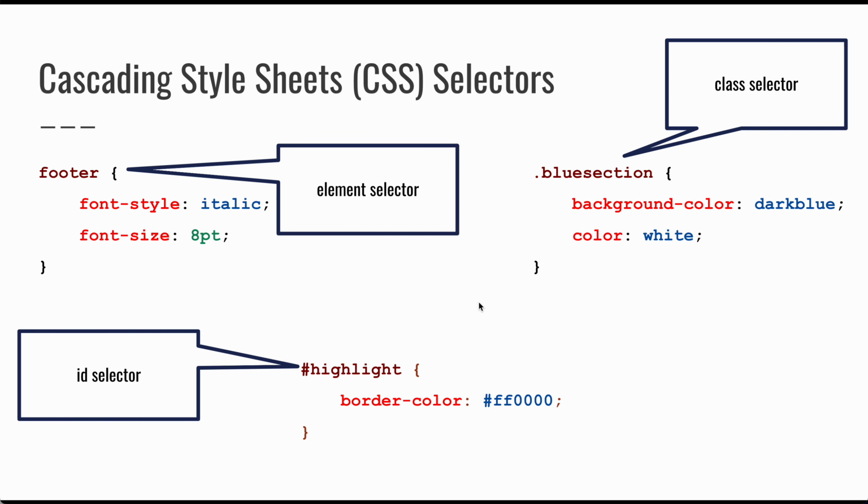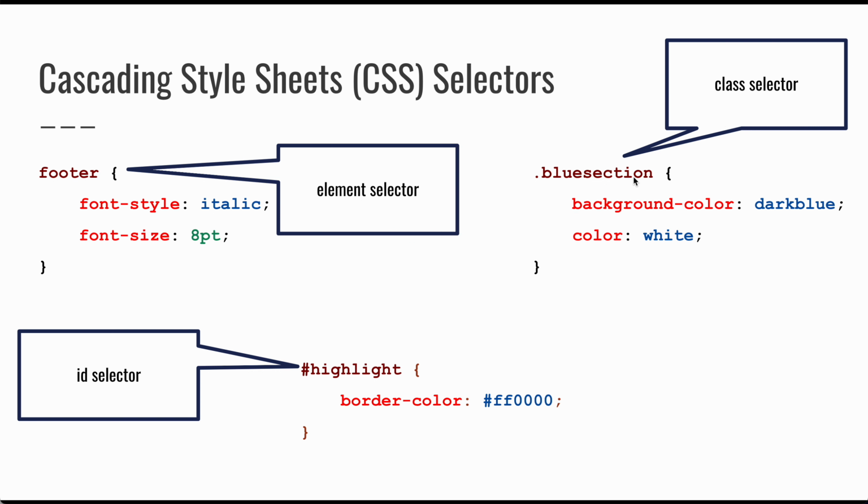So selectors look like this. We have an element selector, a class selector, and an ID selector all on this page. So the element selector will find or match any footer element in your HTML, and it will apply this particular style. So here we can see font style is one of our attributes, and we're going to set that to italic. So that font will be 8-point size, and it will be in italics.